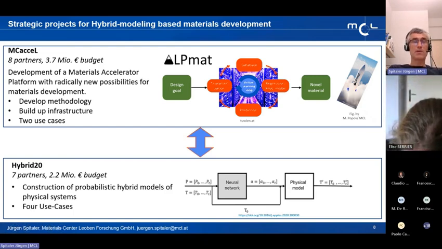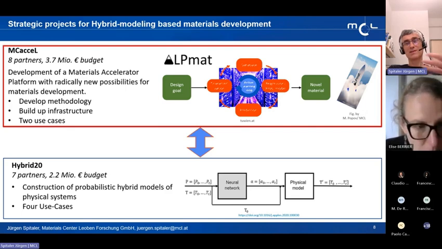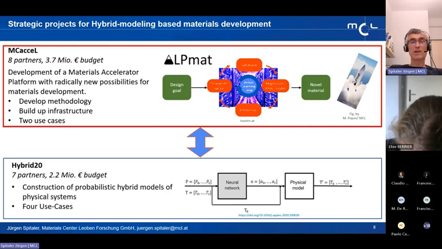Now, today I want to focus on this first project, and I will focus on what we do and how we do practical materials development. All right.